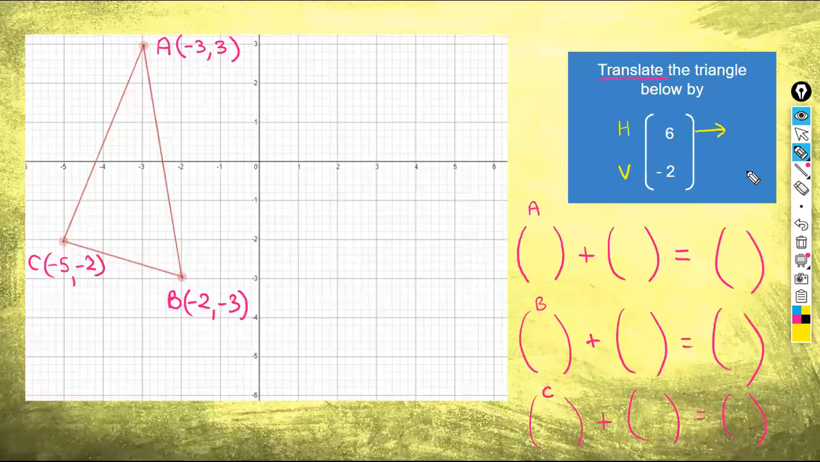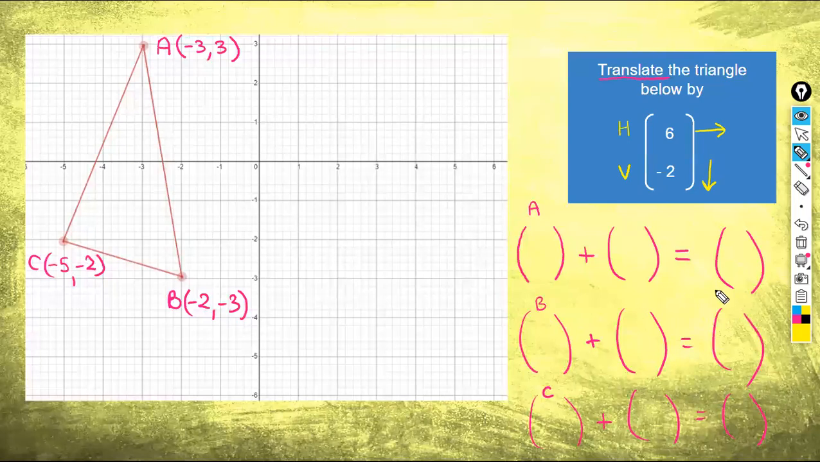As for the vertical movement, are we moving it up or are we moving it down? Look at the vertical value. It's a negative. Look back in the notes. What does a negative value mean with vertical? We're moving it downwards. So in other words, we're taking this triangle and sliding it 6 spaces to the right, and then we have to move it 2 places downwards.